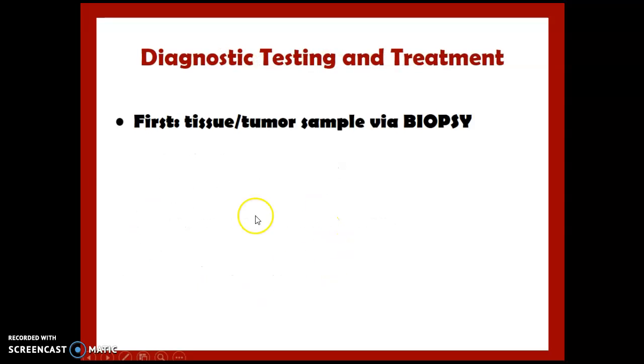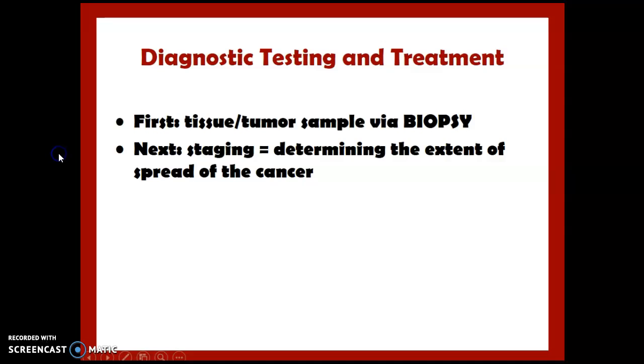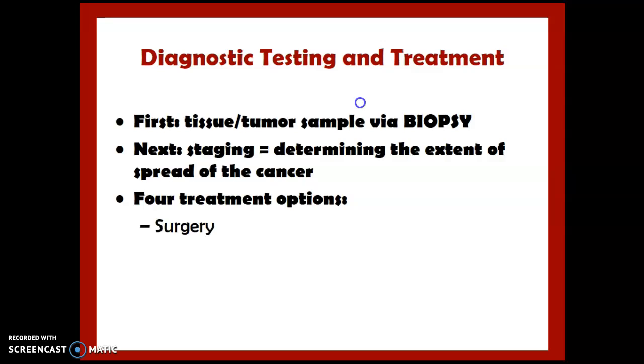So some tests and treatment. Well, first we'll take a tumor sample with a biopsy, and then we do what's called staging. So you may have heard someone has a stage 1, stage 2, stage 0 tumor. Next, we stage it. We determine how far that cancer has spread. And once we determine the type of cancer and how far it's spread, we have 4 treatment options.